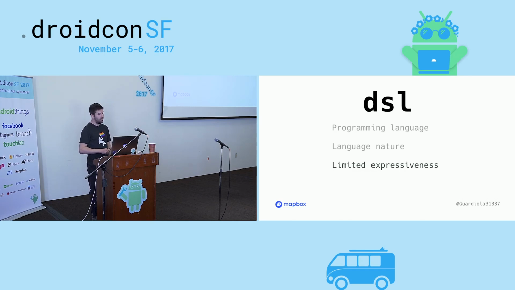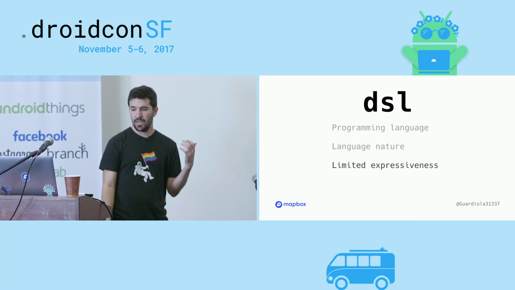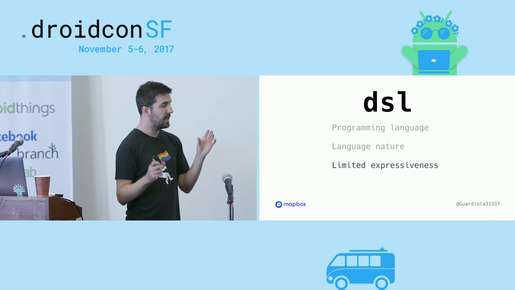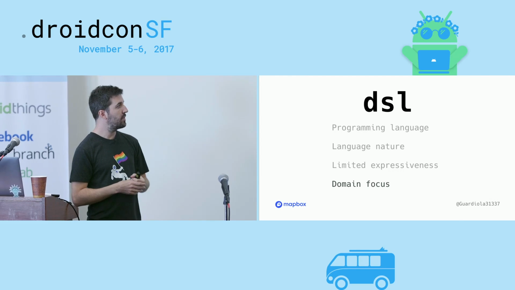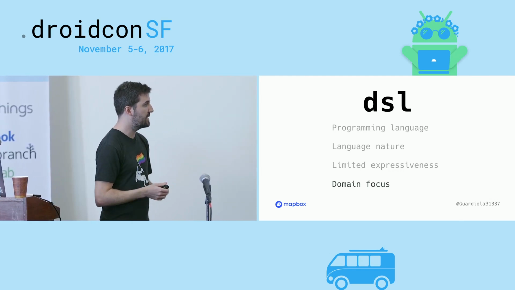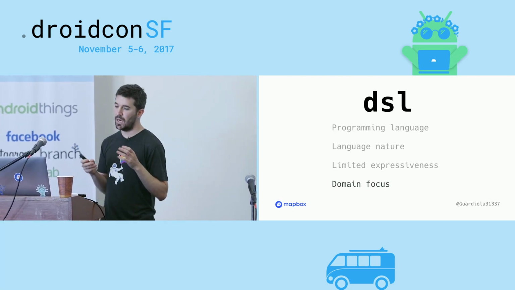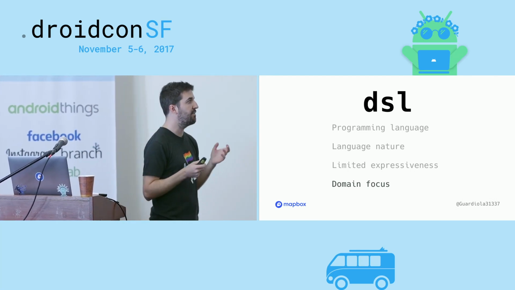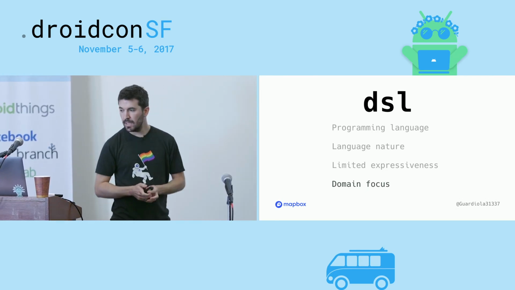Third, the limited expressiveness. You should use a DSL for one particular aspect of a system, so it has to be limited. And this is also related to this last part, which is that a DSL needs to be focused. A DSL is only useful if it has a clear focus on a specific part of your system.